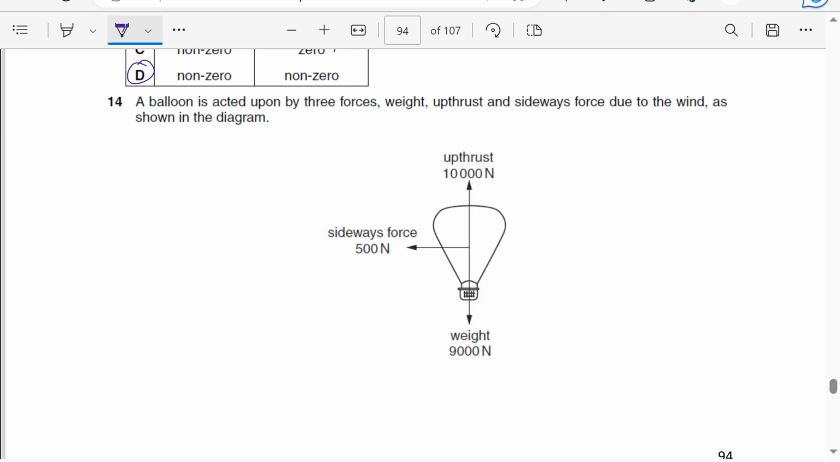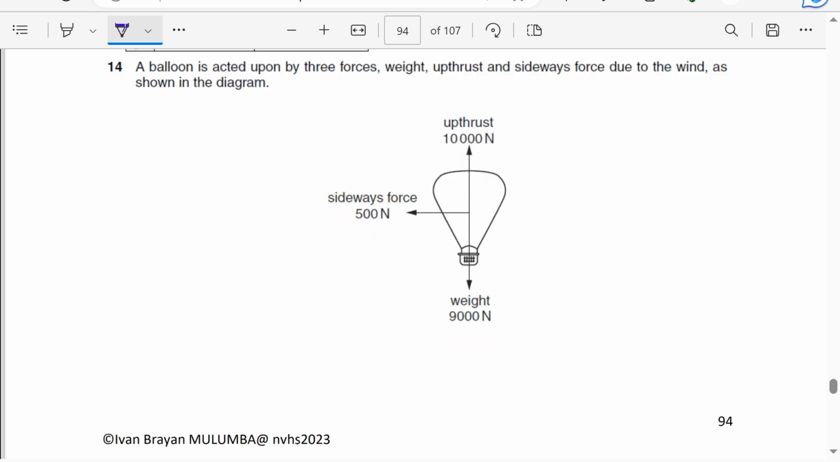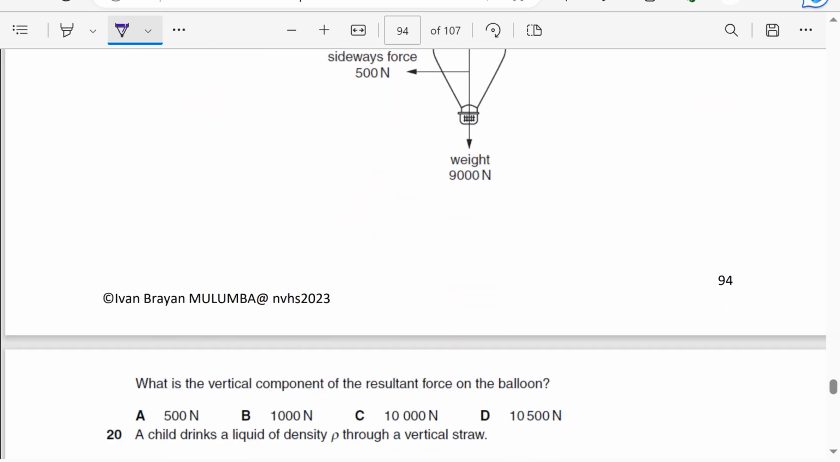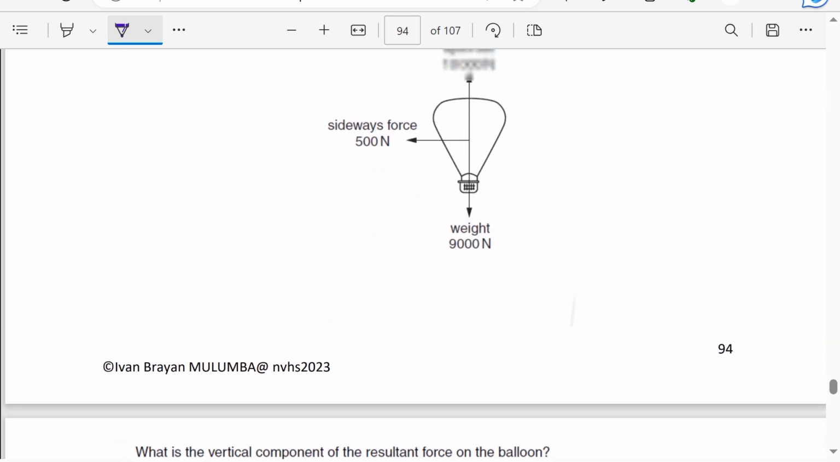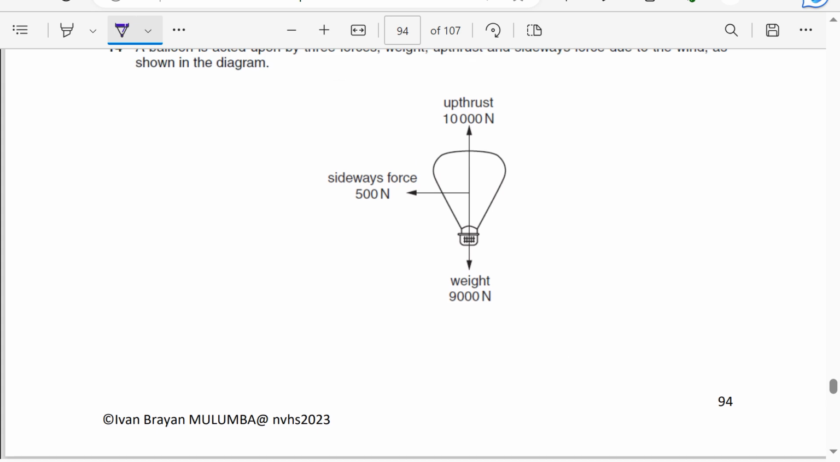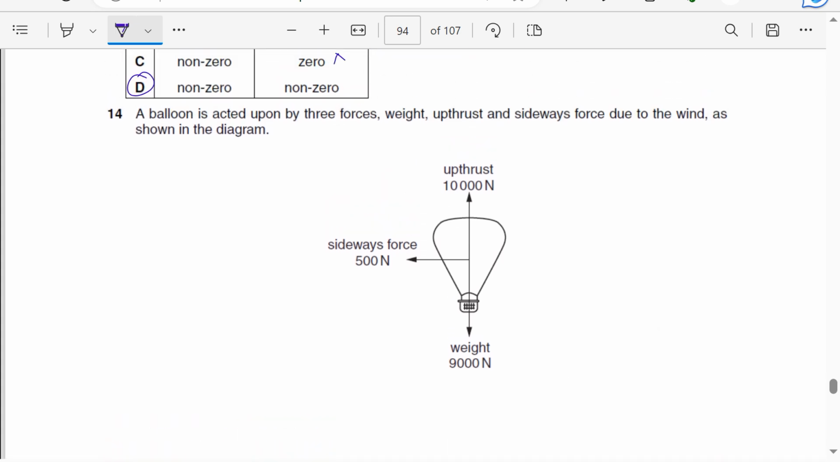A balloon is acted upon by 3 forces: weight, upthrust, and sideways force due to the wind, as shown. What is the vertical component of the resultant force on the balloon? So, first of all, in the vertical, we have 10,000 minus 9,000, which gives us 1,000 newtons.